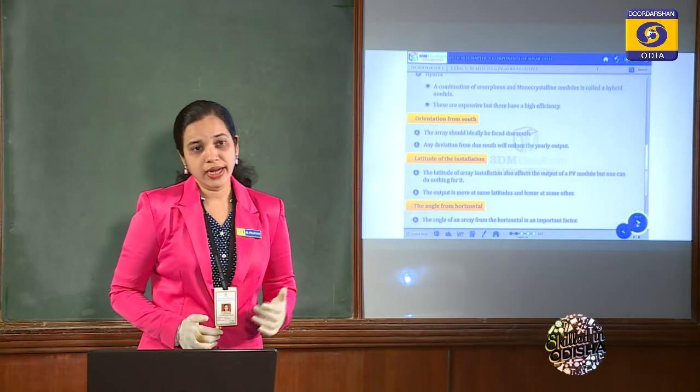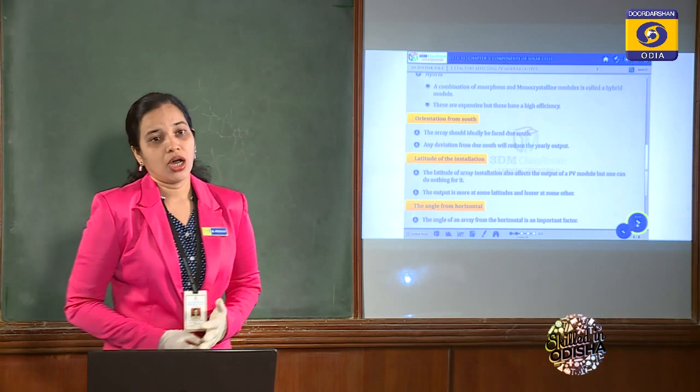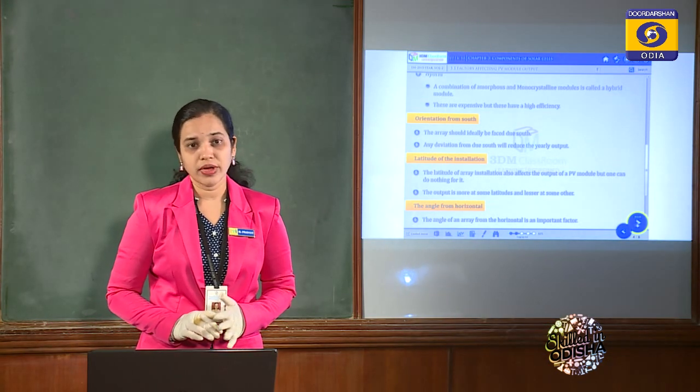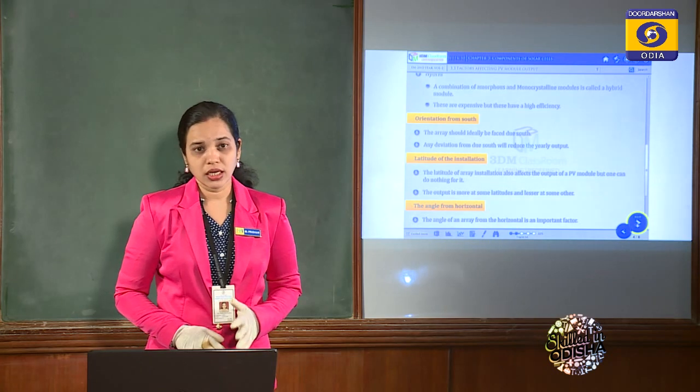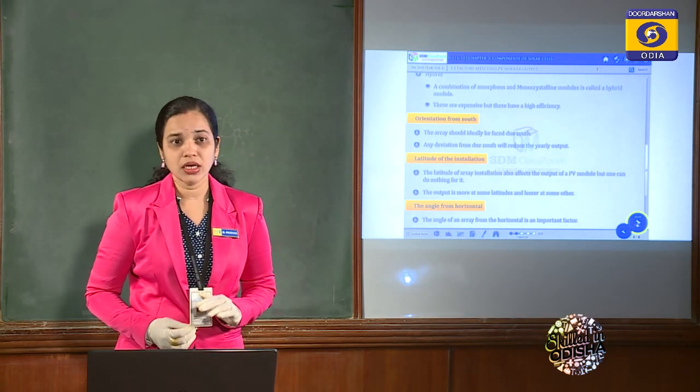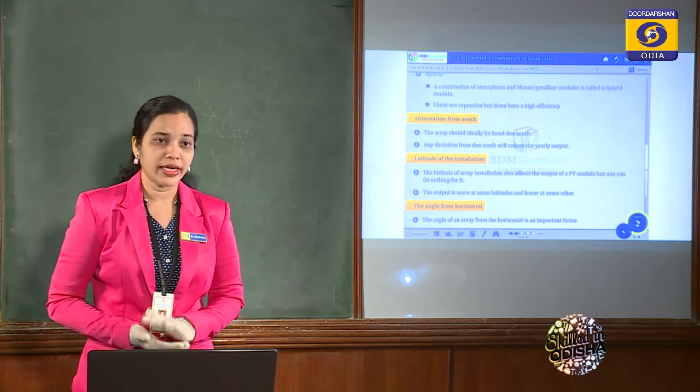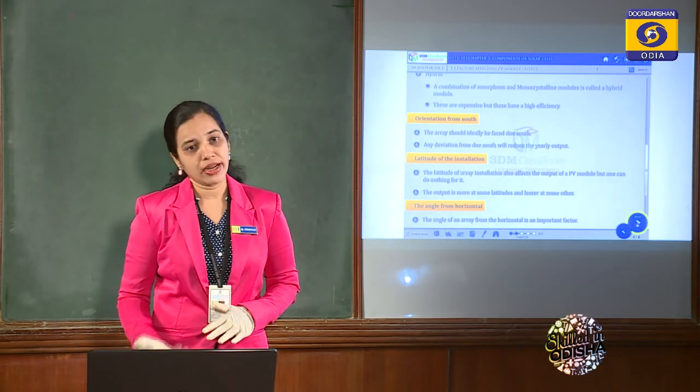Whatever solar panels are installed in the northern hemisphere, all those solar panels must face the south direction, and the solar panels installed in the southern hemisphere must face the north direction. India is located in the northern hemisphere, so our solar panels should face the south direction, so that the solar panel is able to receive the maximum solar energy throughout the day, which will then be converted to electric energy.